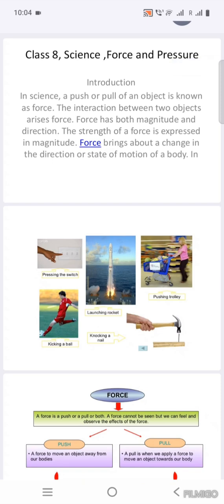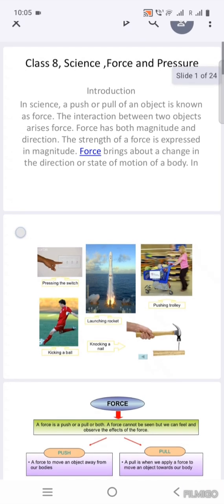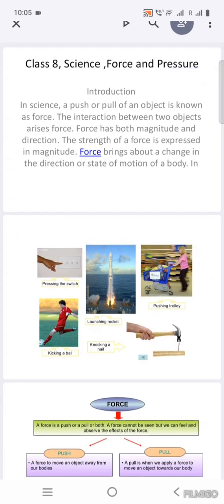So here we are going to discuss the effects of force. Force can change the direction of motion, force can change the state of rest, and force can change the shape and size of the object. So here are four or five effects of forces which we have discussed.